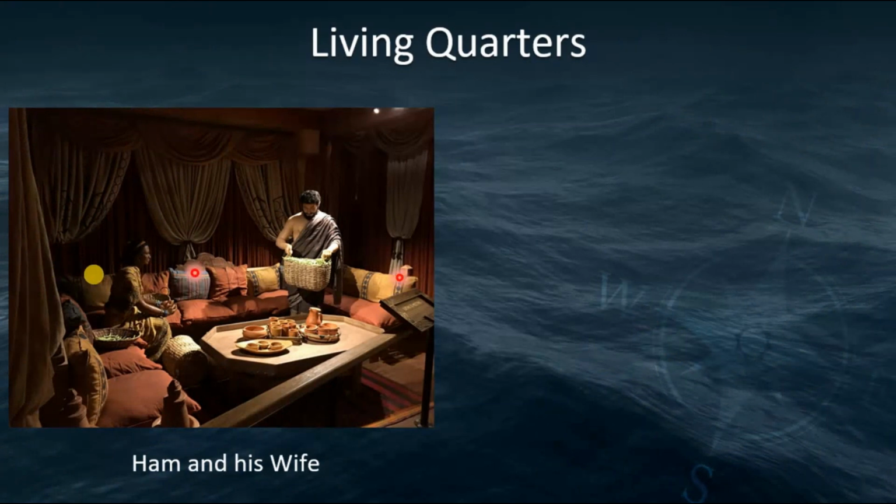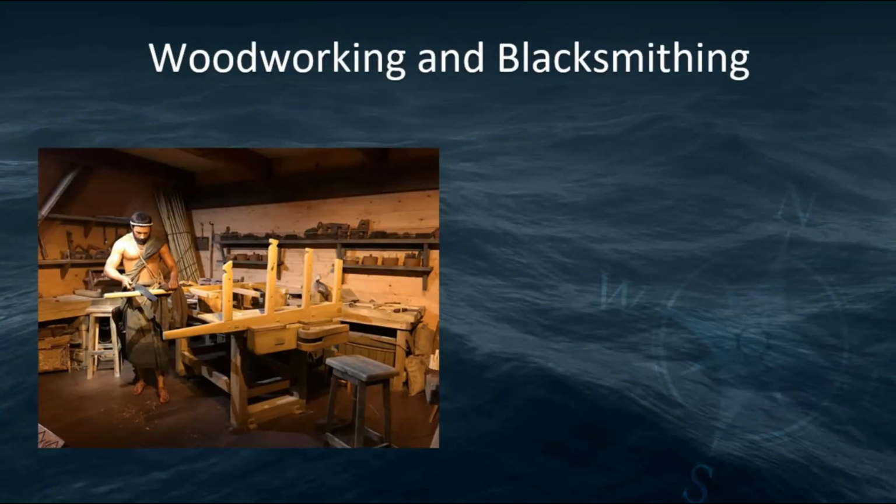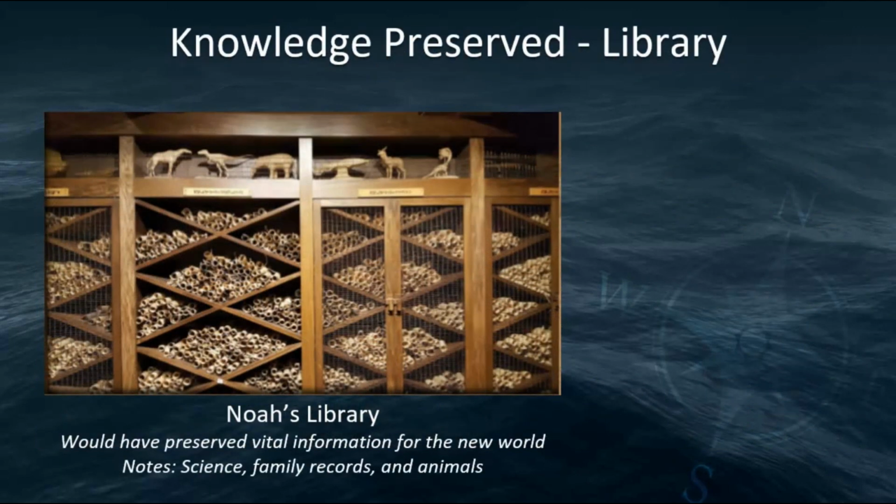Interesting that they have different people groups as part of the family, where Ham's wife was a darker brown-skinned lady, and Japheth and his wife in their living quarters. So they showed that they were intelligent enough to have decent living quarters. Woodworking and blacksmithing were around back then. If they needed to do some maintenance while they were in the ark, they had the capability to do woodworking and blacksmithing.